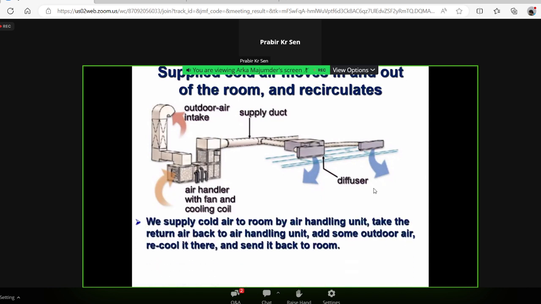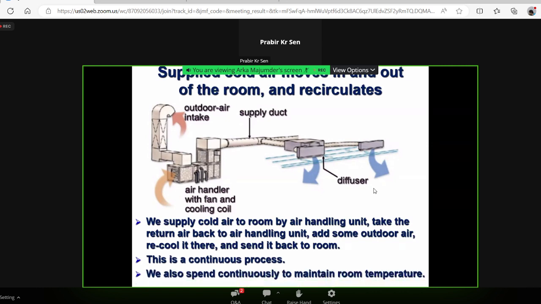So we supply cold air to the room through the air handling unit, take the return air back to the air handling unit, add some outdoor air, recool it there and send it back to the room. Next. This is a continuous process. We have to do it continuously.